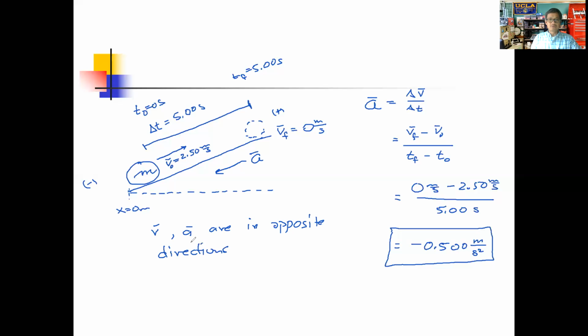And so because it's in the opposite direction, folks, because the velocity and the acceleration are in opposite directions, that means they have opposite signs. This is negative here, and the velocity here is positive. We know then, what can we conclude? The object, the ball, is slowing down.